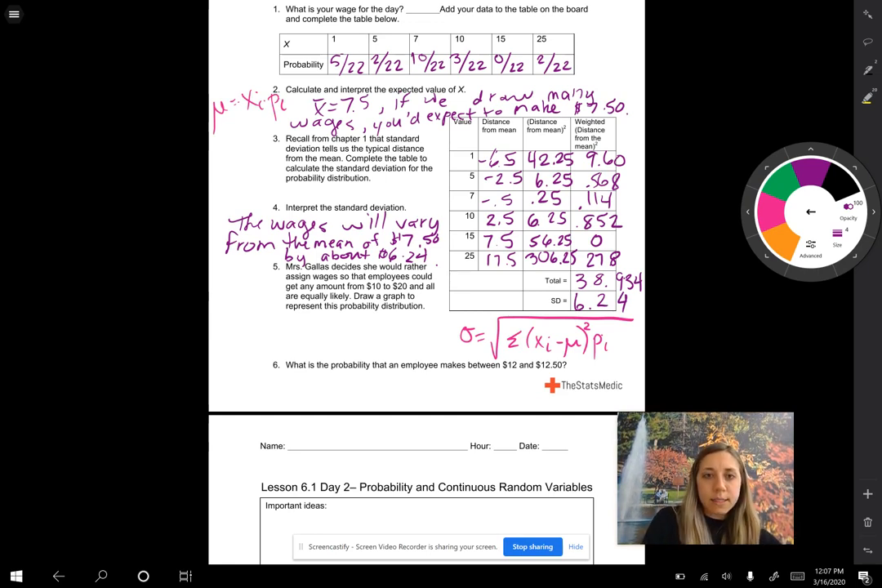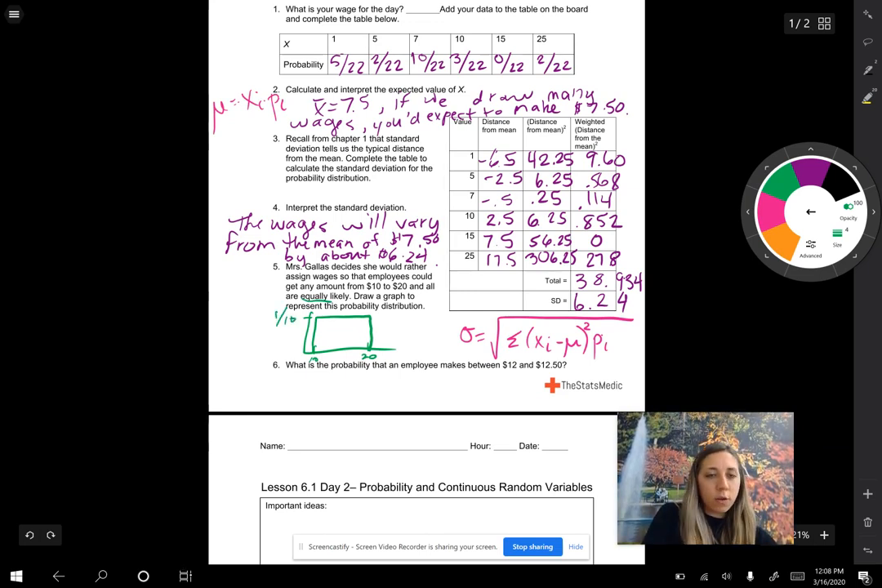All right, moving on. It says Mrs. Gallus decides that she would rather assign wages to the employees so that they could get an amount from $10 to $20, and all are equally likely. So the key here is equally likely, and we're going to draw a distribution of this. So we have 10, and then you have $20 up here, and if we were to break that down into dollars, because this is still a discrete distribution, you could get 10, 11, 12, 13, 14, all the way up to 20. So you have an equally likely chance of getting all of those, and that's 1/10.